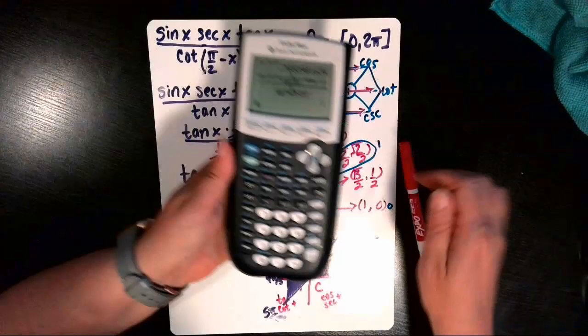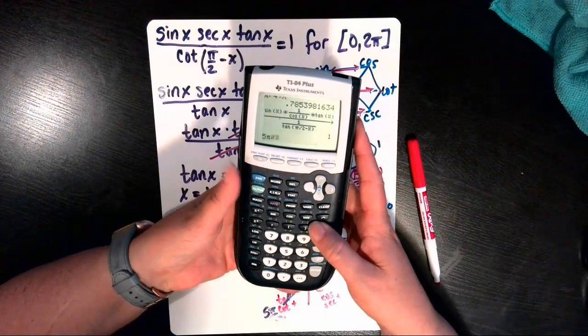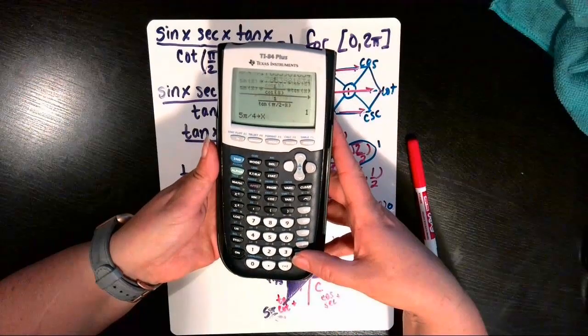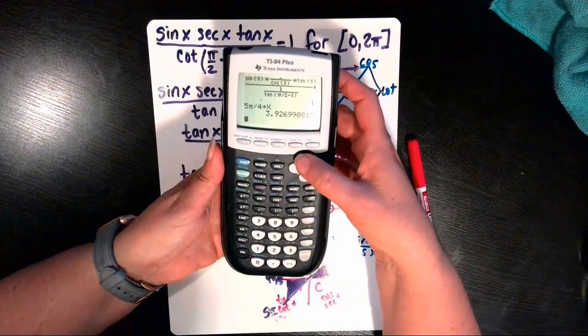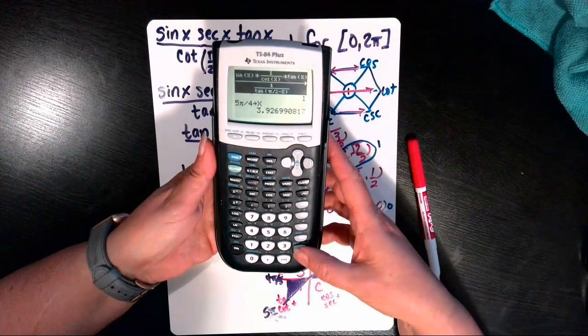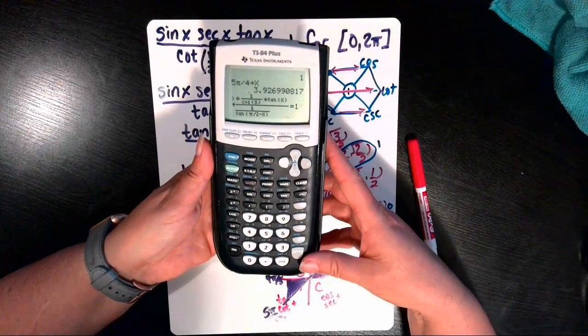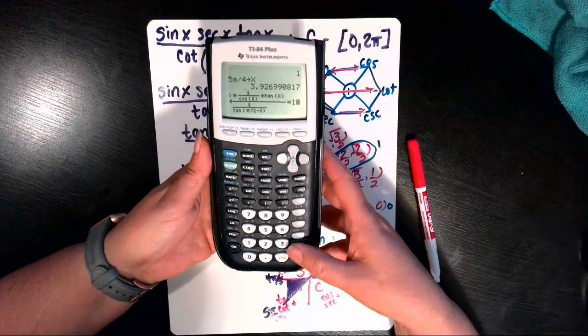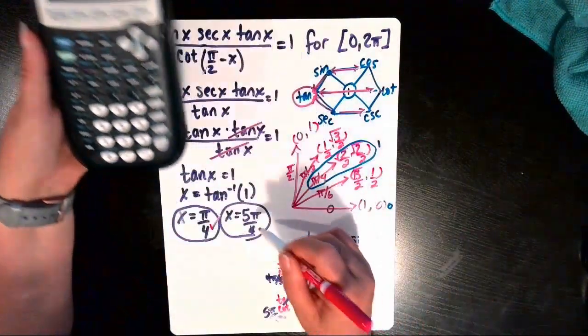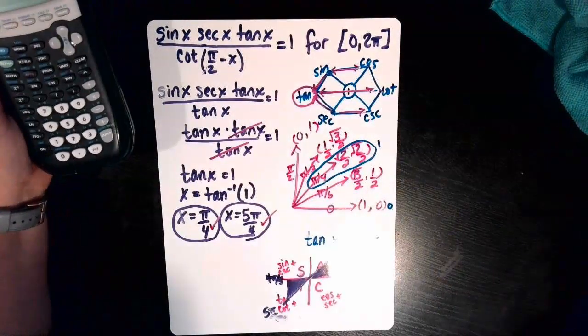So next we're going to store 5 pi over 4 as our new value for x. And instead of retyping that whole monstrosity up there, we're just going to arrow up, highlight it, press enter, and it retypes it for us, which is awesome. Press enter, and we get a 1 again. So we know that 5 pi over 4 also checks.